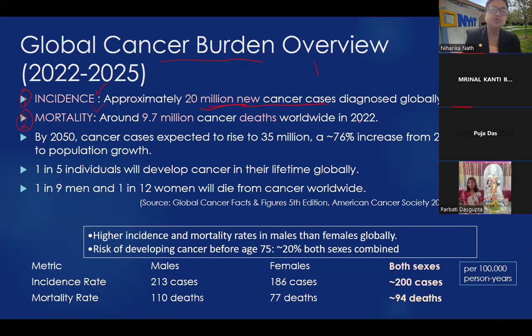By 2050, epidemiologists, whose job is to calculate based on the curve, are thinking that it's going to be 35 million, which is much more. A part of this is because of population growth, not because people are just going to get more and more cancer. The bad story is that 1 in 5 people globally will get cancer in their lifetime.